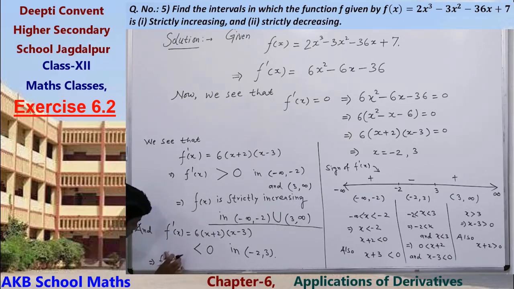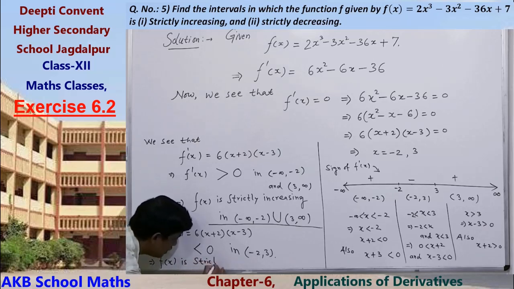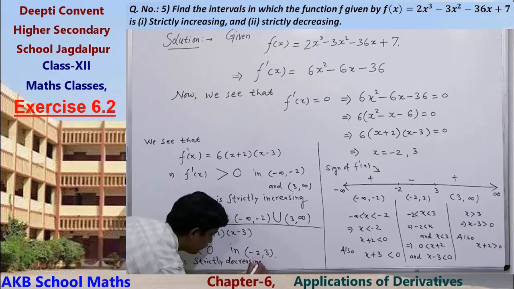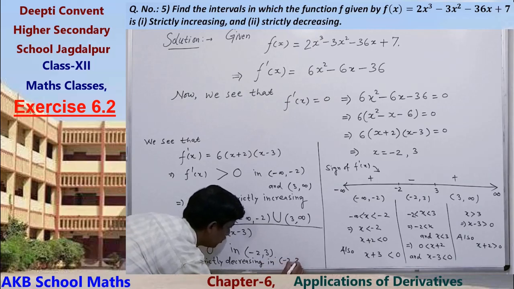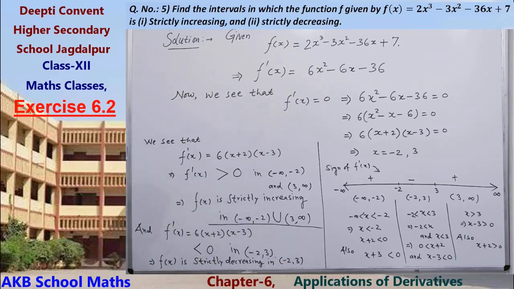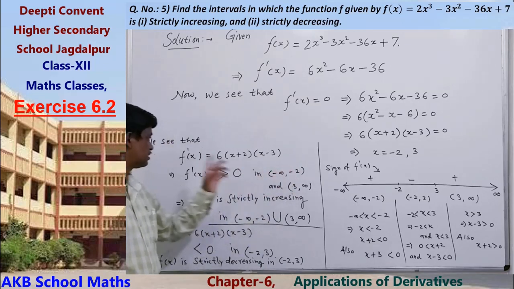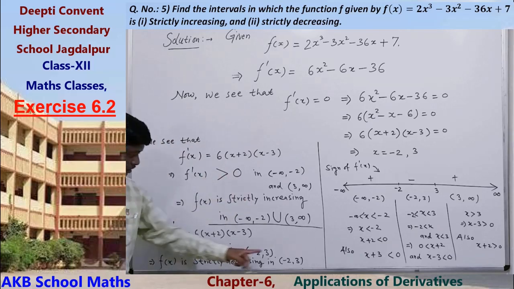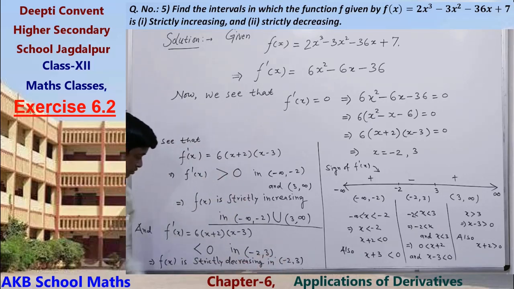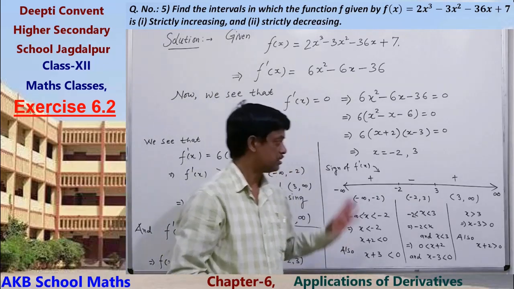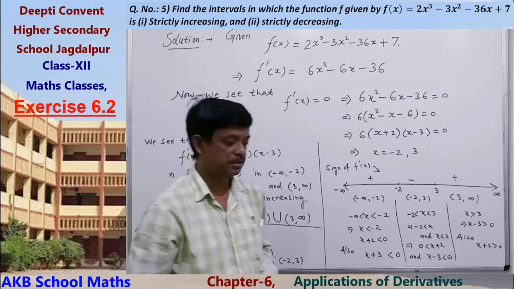So f(x) is strictly decreasing in minus 2, 3. So these are the intervals. In the other intervals the function is strictly increasing, and in minus 2 to 3 the function is strictly decreasing. So these are the intervals for this function where it is strictly increasing and strictly decreasing. Okay.